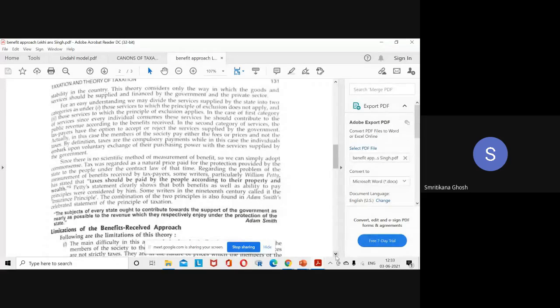But the problem is for the non-excludable good, because price determination for the non-excludable good is very difficult, since once it is available for all, you cannot exclude anyone. So if someone thinks, okay, I will not pay the price of that commodity, then how do we solve the problem? That is the basic thing about public finance: how to solve the problem of free riding.